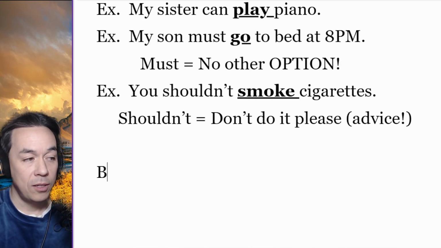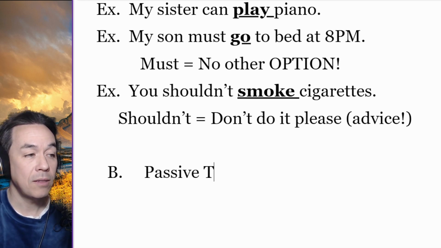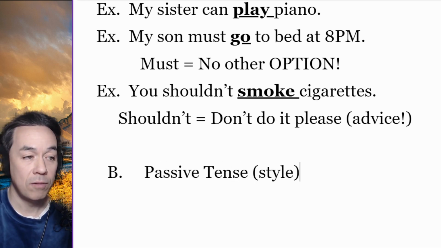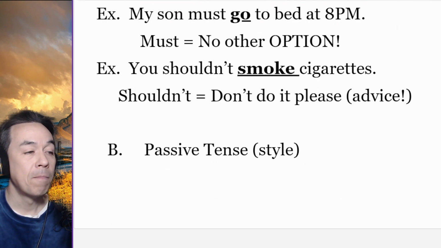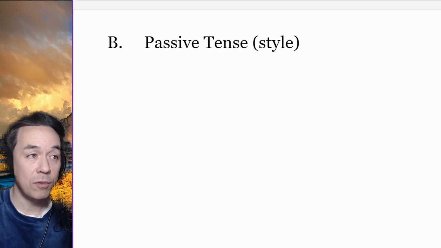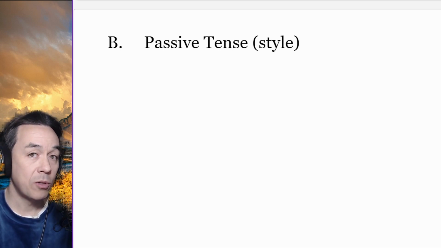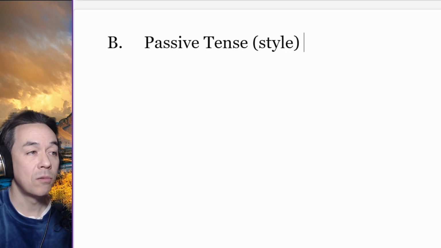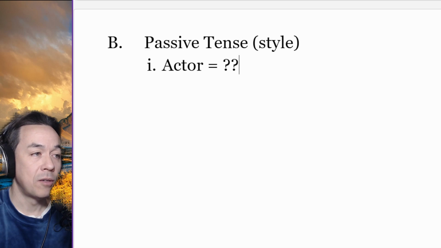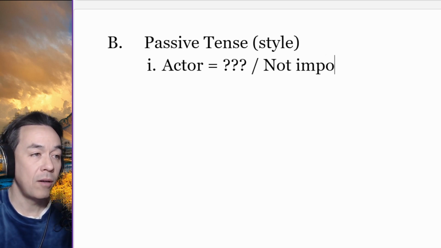All right, let's do B. Now this is where it gets tricky. We'll say B is the passive. Passive tense or style, as I say. Let's get some space. This is a review. You can find the video which spends more time on this, but just to review, what is it? So this means the actor is I don't know. Usually I don't know who did it, or it's not important.